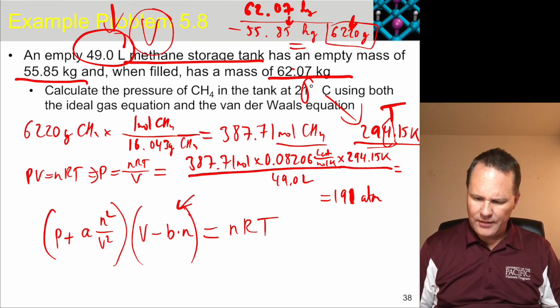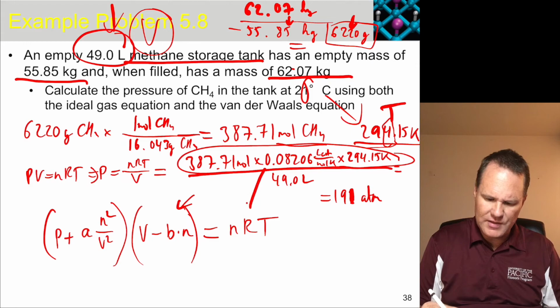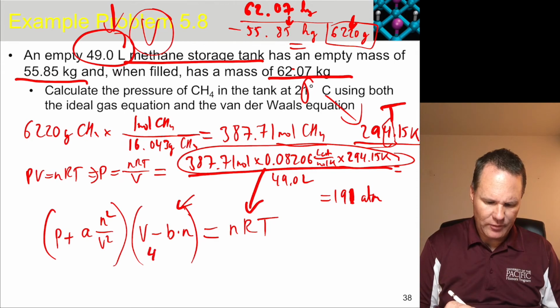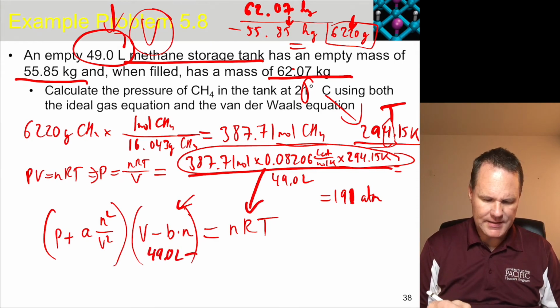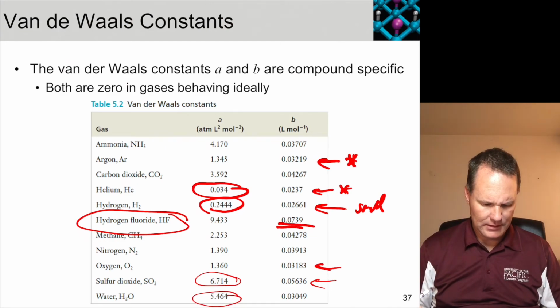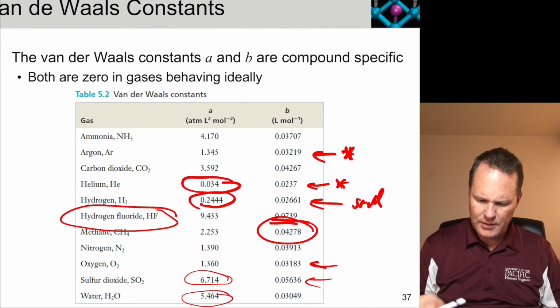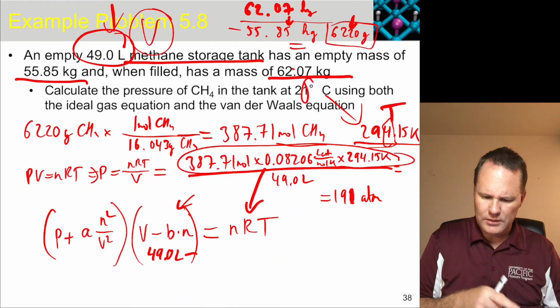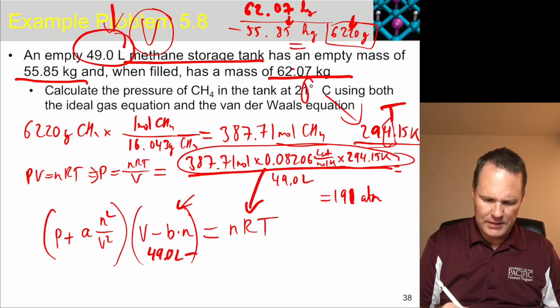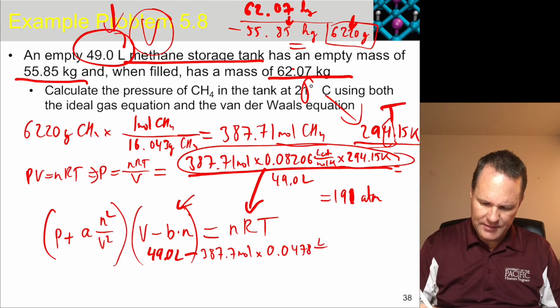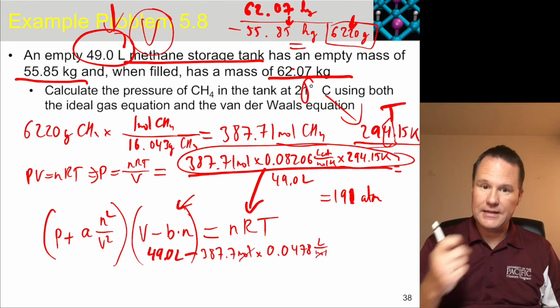The nRT I already have up here, so I can just use that, and divide by 49.0 liters minus, and then what is b? I was talking methane, right? Methane is 0.04278, in liters per mole, right? So that would be 387.7 moles times 0.04278 liters per mole. The mole cancels out the mole, so we're indeed left with a liter conversion.